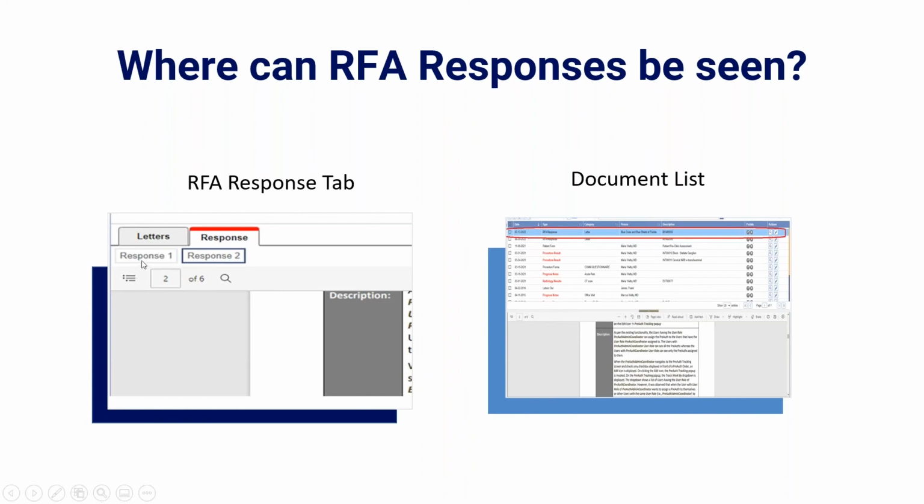Once you've attached the response to the RFA, you can see that under the RFA tab from the top. And then there's, as you can see, I have two responses here. Whichever one I click on is the one that I'm going to see in the window. And I can also see it in the document list.